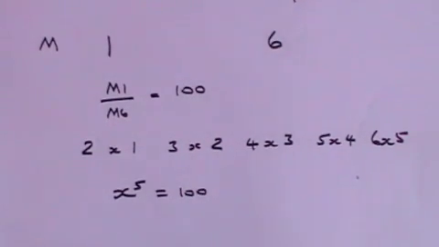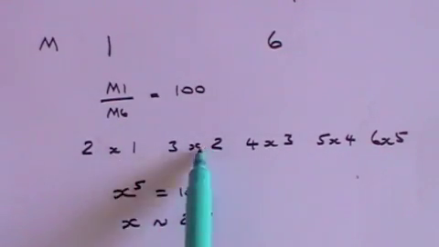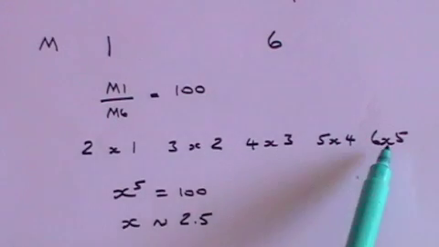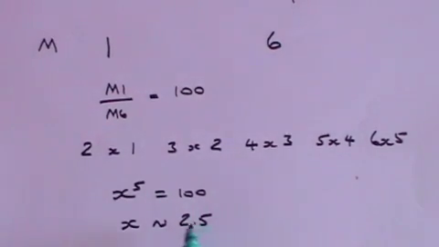And what that means is that x is very approximately 2.5. In other words, if you take 2.5 times 2.5 times 2.5 times 2.5 times 2.5, you get 100. But 2.5 is a rough estimate, it's not the precise value. You need to do the 5th root of 100 to get the precise number.